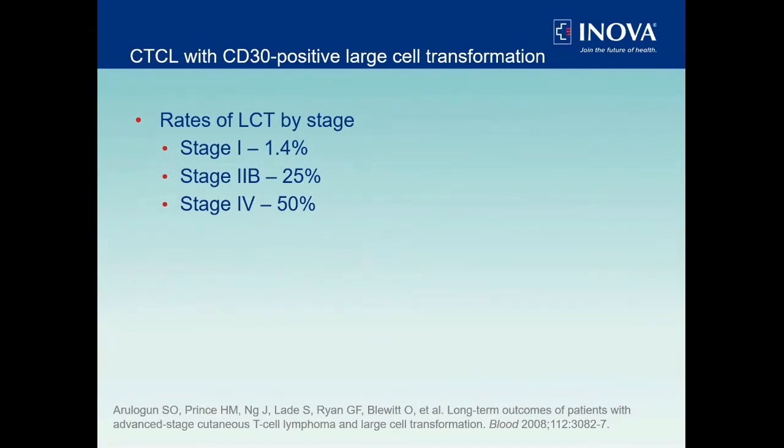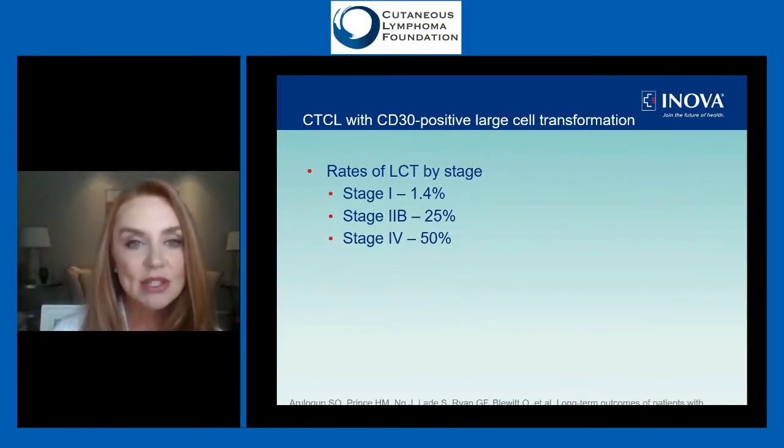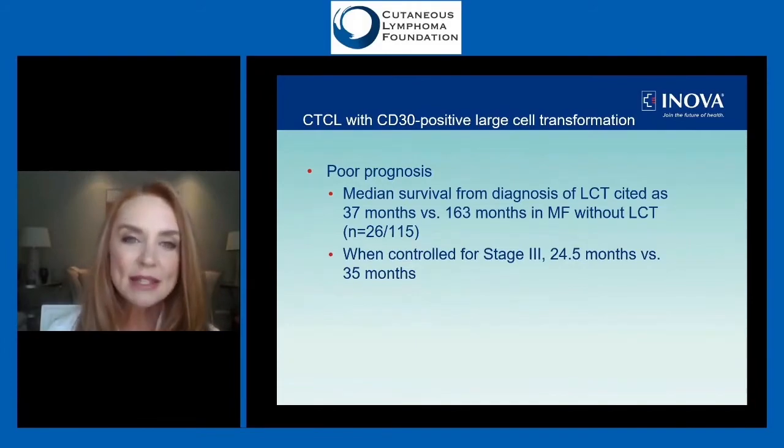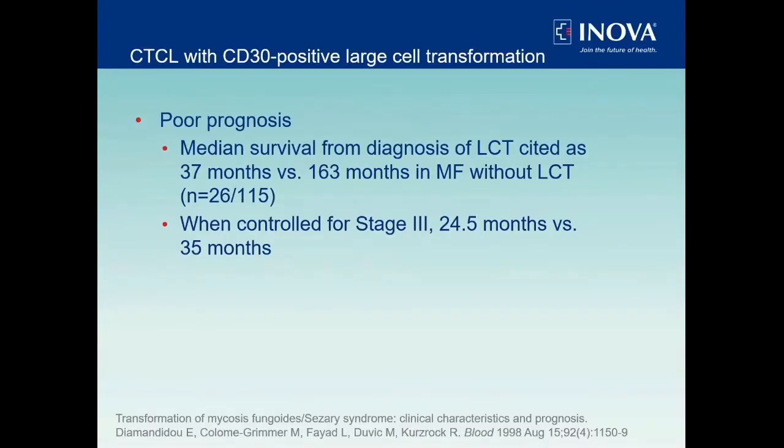So the risk of developing large cell transformation is also directly proportional to your stage at presentation. So for stage 1 patients, they have virtually no risk, less than 2%. But as you start to get up to the higher stages, specifically stage 4, it can be almost half of patients that will go on to develop CD30 positive large cell transformation. Why is this important? Because it does seem to be linked with a worse prognosis in some instances.